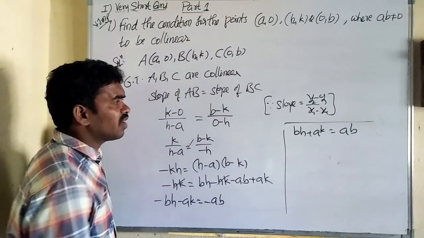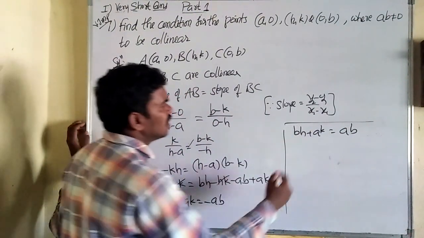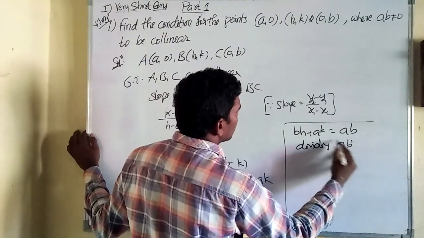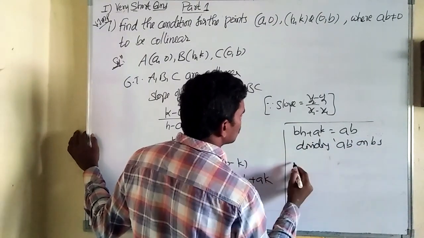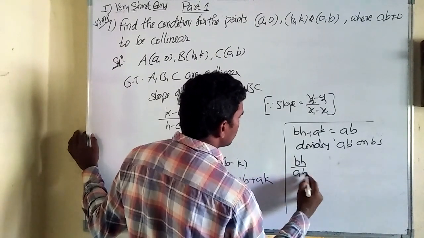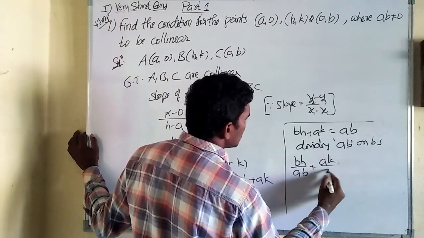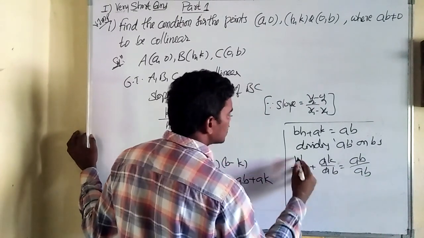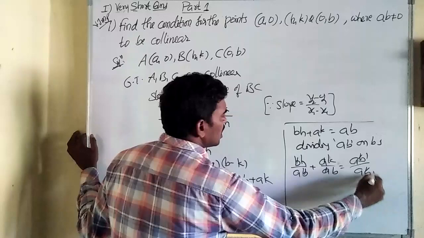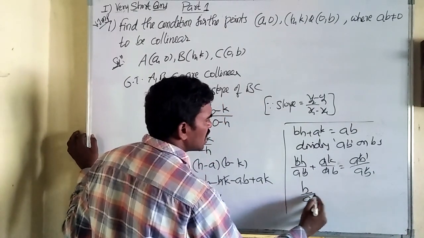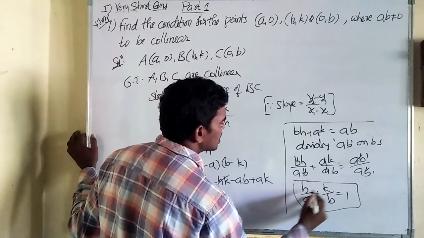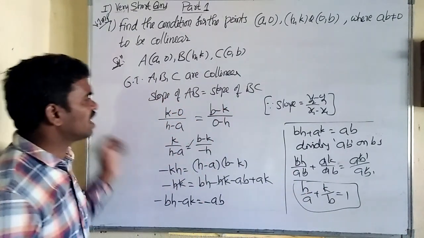And moreover we can simplify by dividing by ab on both sides. So then bh by ab plus ak by ab is equal to ab by ab. So a and a cancel, b and b cancel. Here ab, one each. So h by a plus k by b is equal to 1. So we can say that this is the condition in a simple way.